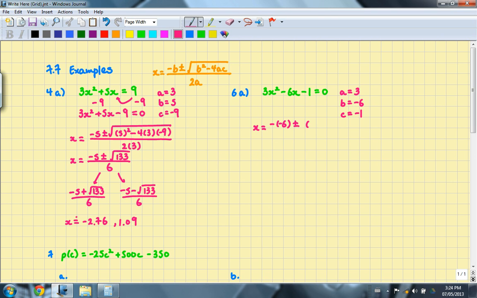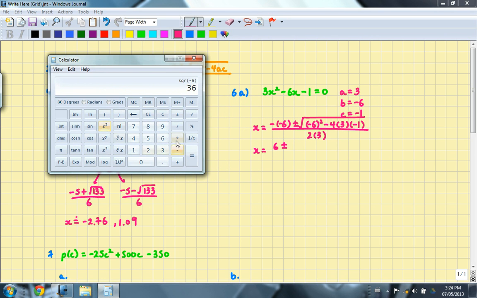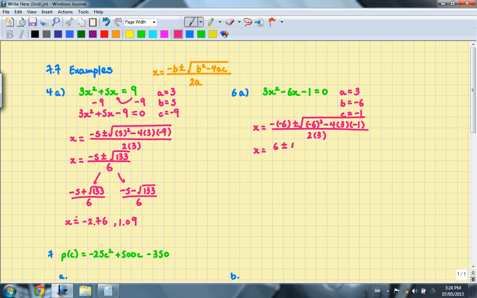Plus or minus negative 6 squared minus 4 times 3 times negative 1. We'll put that underneath a square root. Okay. And it's going to be all over 2 times 3 once again. So for the next part, I have negative 6, which is going to be just 6, plus or minus. Here you can use a calculator to evaluate once again. Negative 6 squared minus 4 times 3 times negative 1. That's going to be 48. And it's going to be over 6.